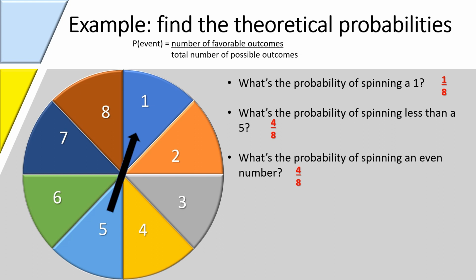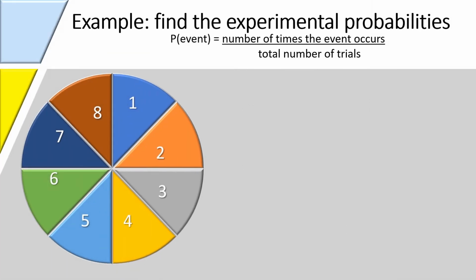The probability of spinning a number divisible by 6, we actually have 3 of them, 6, 7, and 8. So our ratio in that case is 3/8. Okay, hopefully everybody's still with me and following. All right, let's do another experimental probability.